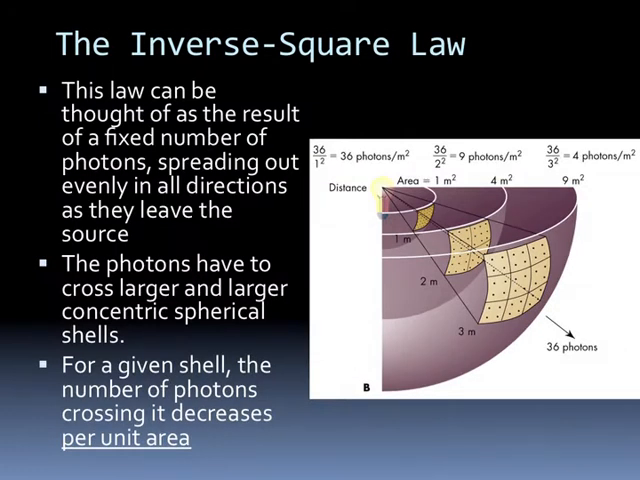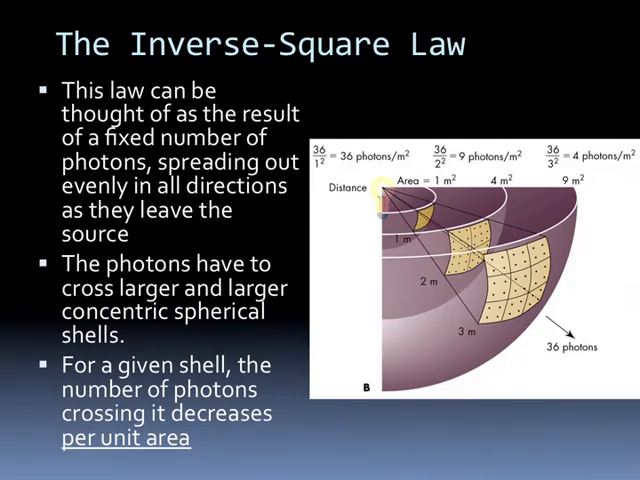The law can be thought of as the result of a fixed number of photons. Once the photons come off the object that's giving light, they continue to go out, spreading out evenly in all directions as they leave the source. So the photons go through a larger and larger concentric spherical area. For a given shell, the number of photons per unit area decreases.